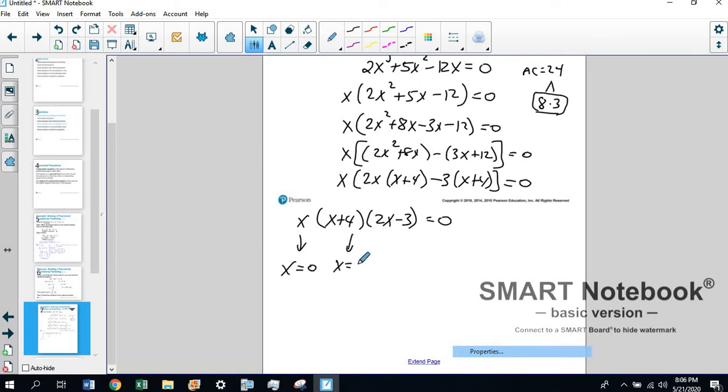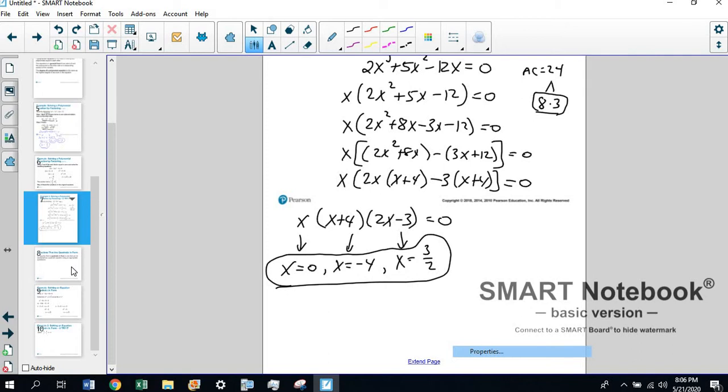This will tell me x equals negative 4. And this will tell me x equals positive 3/2 if I do the algebra. Okay? So once again, we get 3 answers. And it works out great. Okay? So that's how you do those.